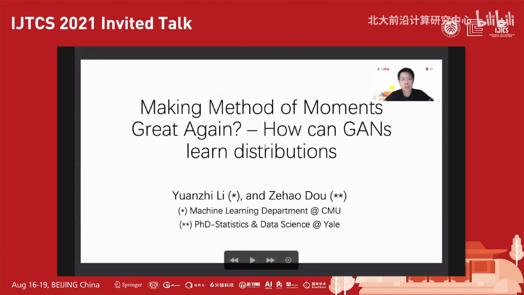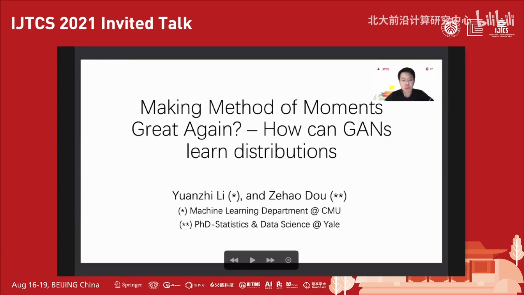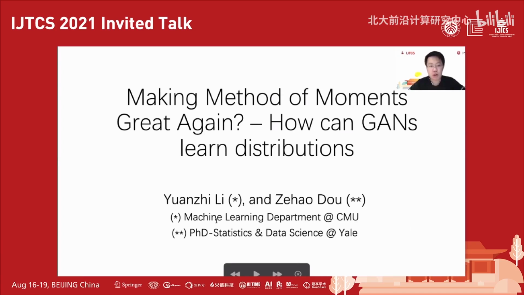Hello everyone. Today the topic of my talk is making method of moments great again: how can GANs learn distributions? From this title, we can see that I'm going to talk about the connection between the method of moments and the generative adversarial network, which is a very famous generative model. This work is done by Professor Yuanzhi Li from the machine learning department of Carnegie Mellon University and me. I am from the statistics and data science department of Yale University, and I am currently a first-year PhD student.